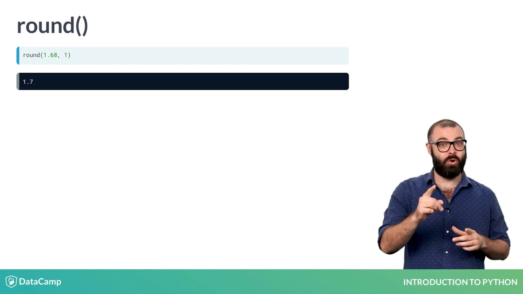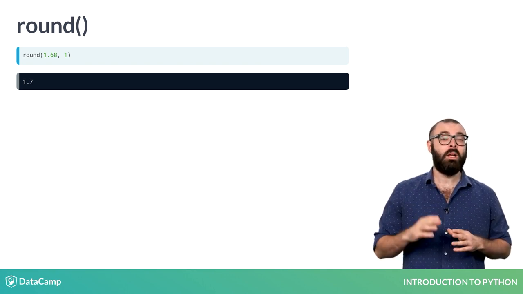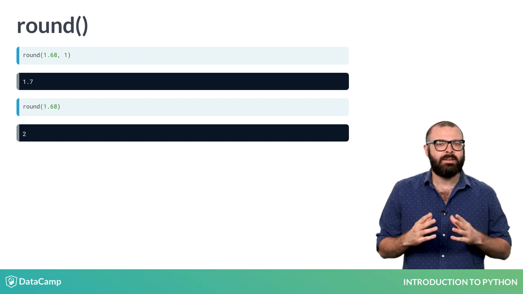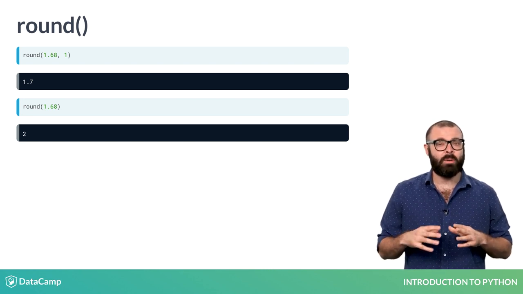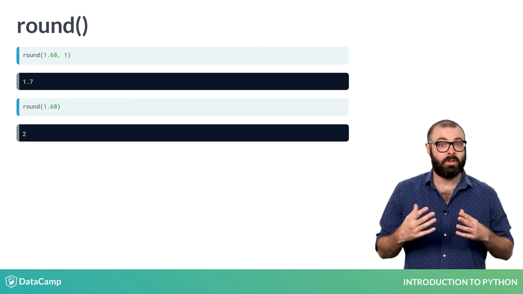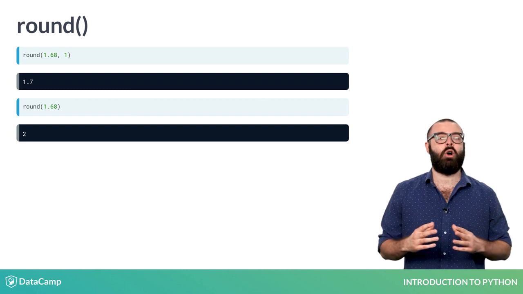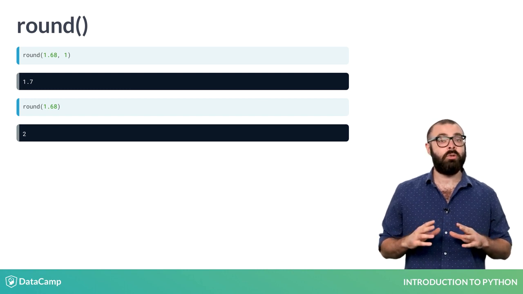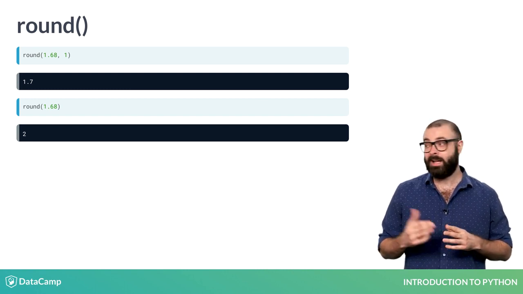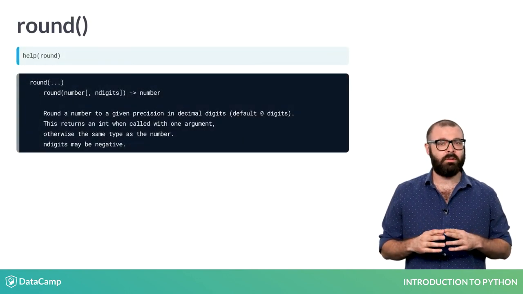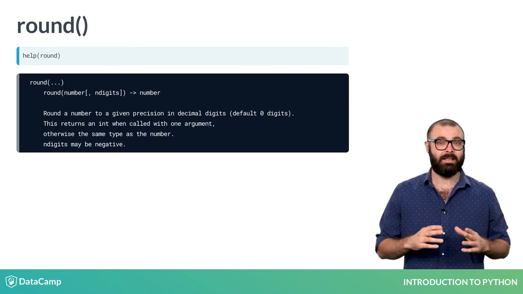But wait, there's more. It's perfectly possible to call the round function with only one input, like this. This time, Python figured out that you didn't specify the second input and automatically chooses to round the number to the closest integer. To understand why both approaches work, let's open up the documentation. You can do this with yet another function, help, like this. It appears that round takes two inputs. In Python, these inputs, also called arguments, have names, number and n digits.